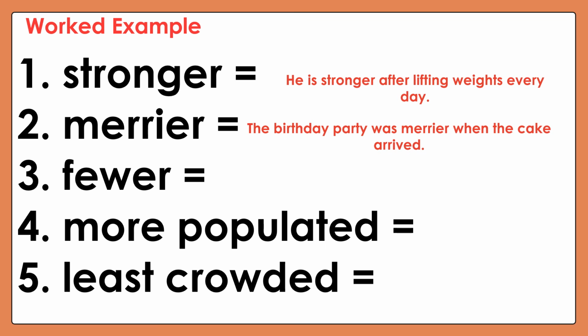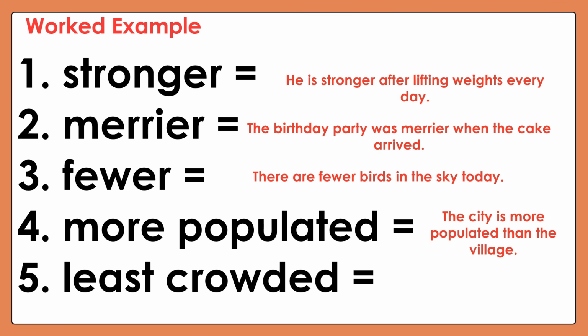Number 3. Fewer. There are fewer birds in the sky today. Number 4. More populated. The city is more populated than the village. And number 5. Least crowded. The park is least crowded in the early morning.